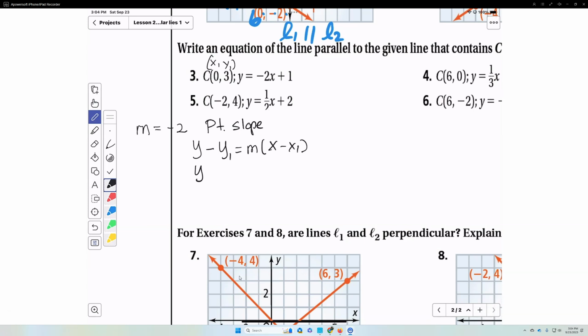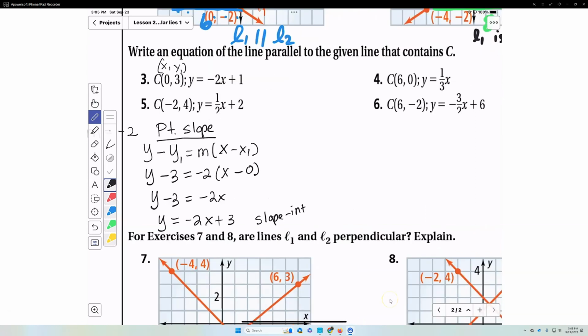So I have y minus 3 equals -2, because they have the same slope, it's -2, parentheses, x minus 0. So it's y minus 3 equals -2x. And if I want to write it in slope-intercept form, I'm going to have to add 3 to both sides. So you have -2x plus 3. So we started in point-slope form, and we ended up in slope-intercept form. And I did write an equation of a line that contains 3, 0, 3, and is parallel to -2x plus 1.